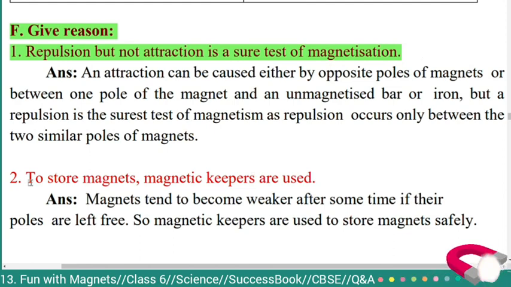Second question, to store magnets, magnetic keepers are used. Answer, magnets tend to become weaker after some time if their poles are left free. So magnetic keepers are used to store magnets safely.